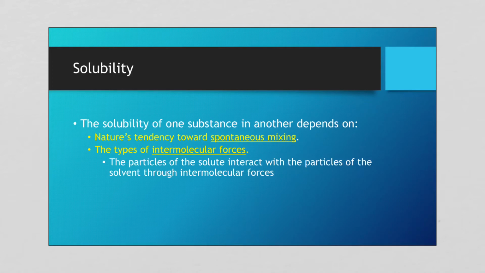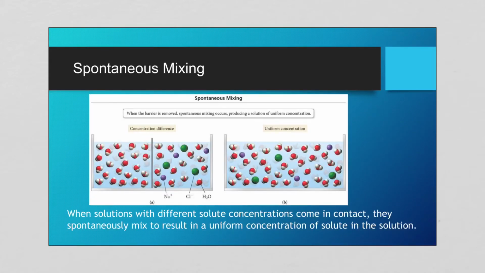And the second idea goes back to something we talked about in Chem 1, and that is the intermolecular forces. You might remember that one of the big things we talked about was like dissolves like. This idea that polar materials like to dissolve in other polar materials and vice versa. We'll revisit that idea. So let's first look at this idea of spontaneous mixing.